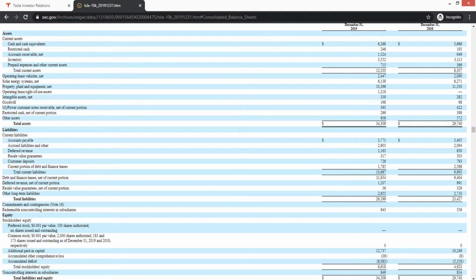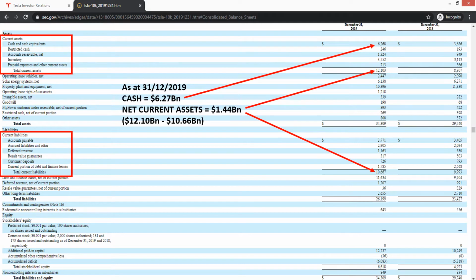Ordinarily, assets and liabilities will be split into current and non-current, with current assets and liabilities defined as those which will fall due within the next 12 months. By looking at the net current assets, as well as the cash balance, we can gain some idea as to the short-term financial position of the company, referred to as liquidity position. This refers to the company's ability to meet upcoming liabilities as they fall due.